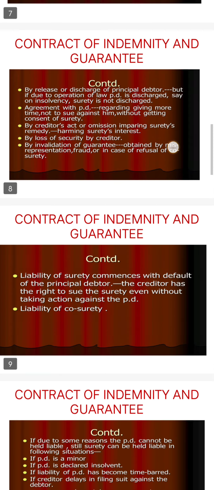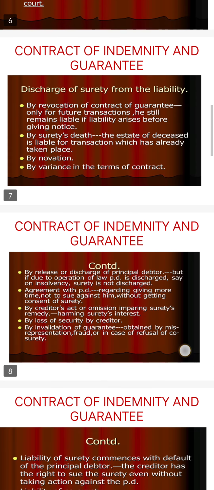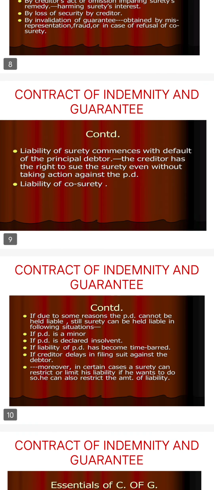Next, the liability of surety commences with default of the principal debtor. The creditor has the right to sue the surety even without taking action against the principal debtor. Liability of co-surety. These are all the discharge of surety from liability.